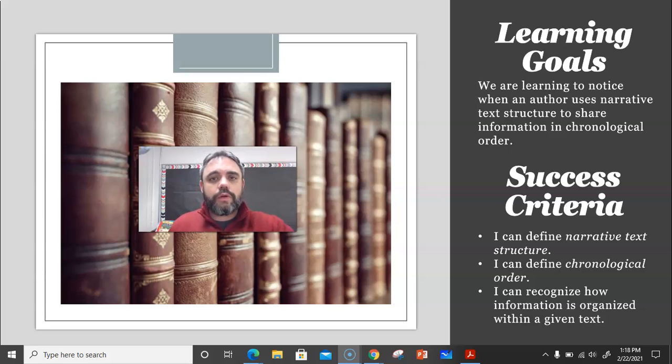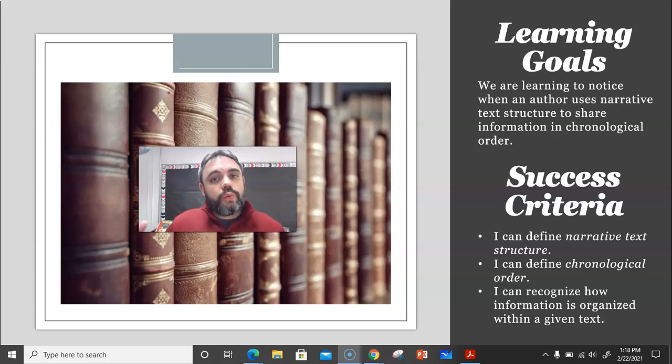Along that way, we have some success criteria that help you know you're being successful to reach this big old goal of ours today. 3 statements today. I can define narrative text structure. Pretty good idea that we do that. I can define chronological order, which I know this isn't the first time we've seen it, but it's always good to review. And number 3, I can recognize how information is organized within a given text. I think if you can hit those 3 bases, wow, we're just knocking it out of the park today.